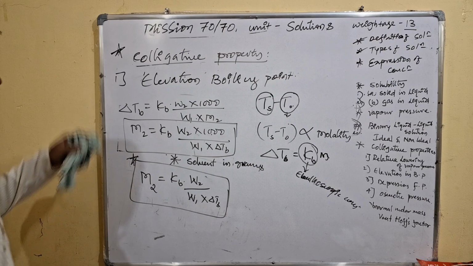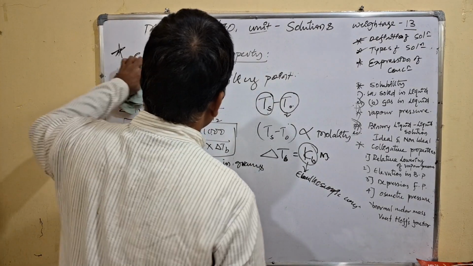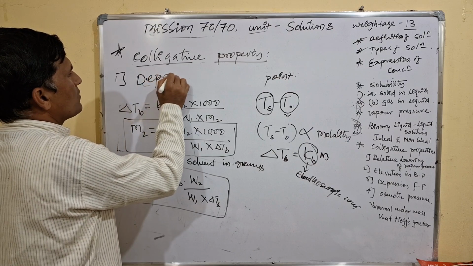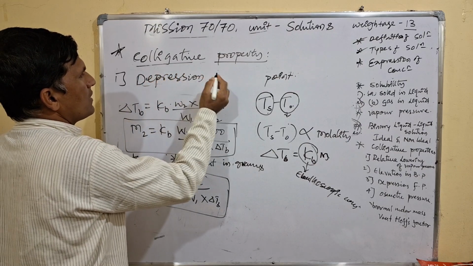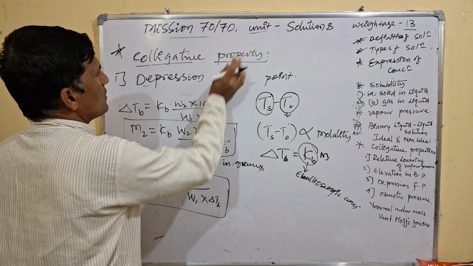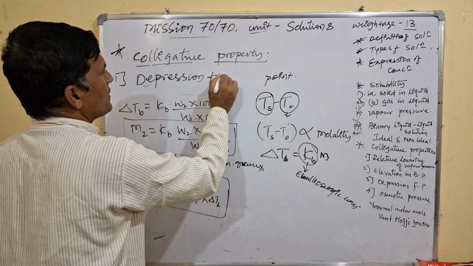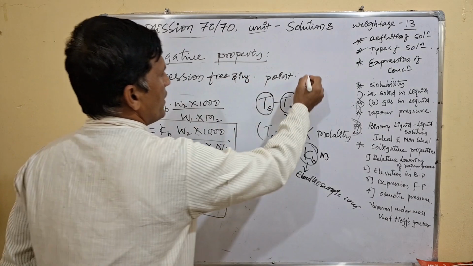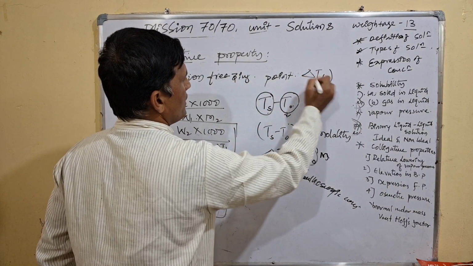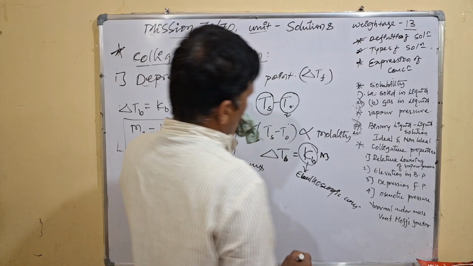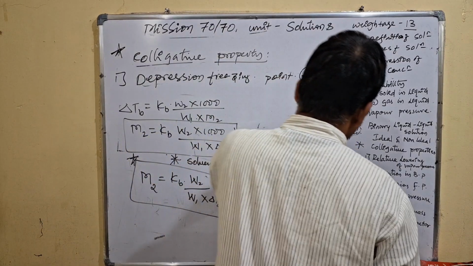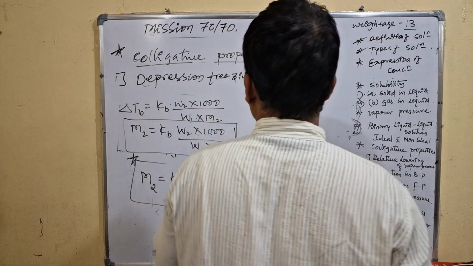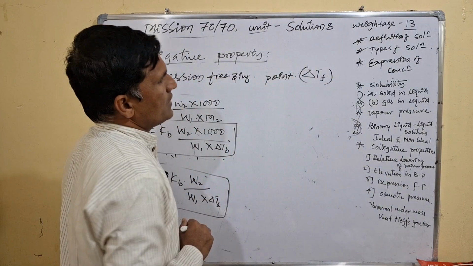Then the last one is depression in freezing point. This is also once again related to the lowering of the vapor pressure. Freezing point change is represented as delta Tf. Exactly the same way we are going to formulate this also. See here, delta Tf.